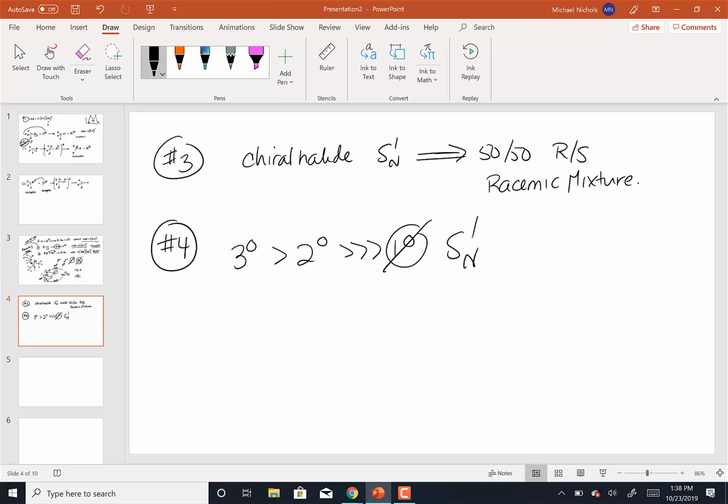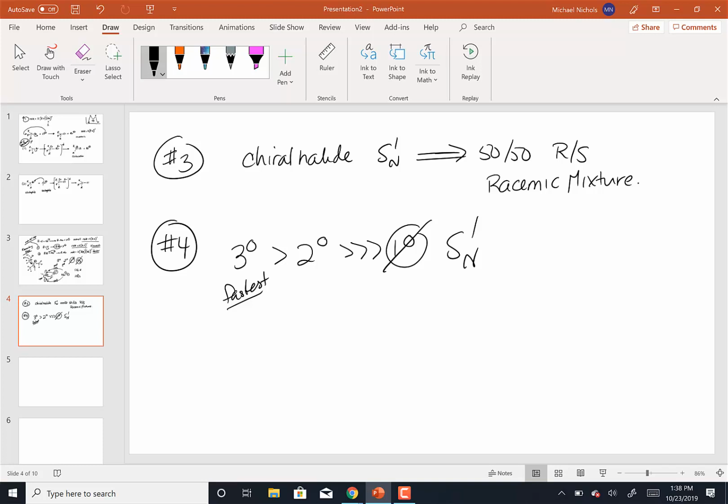Now, if it starts out chiral, there's no way to keep its chirality. But I can't get around the steric hindrance. Did you say that the tertiary was fastest or slowest? Fastest. So this is the fastest, and then second fastest is secondary, and primaries don't undergo.